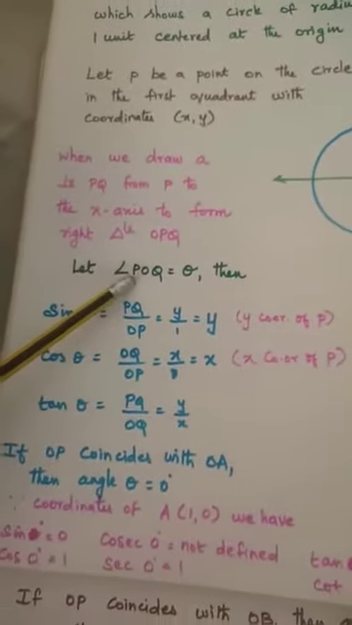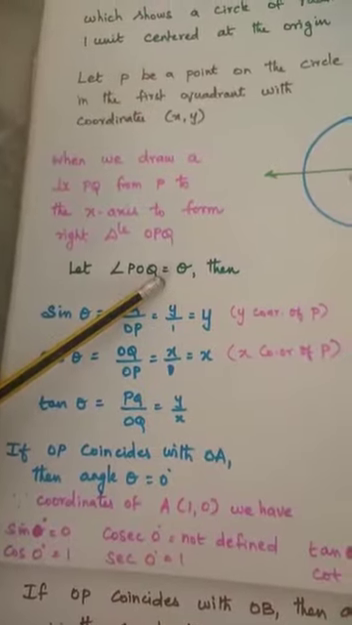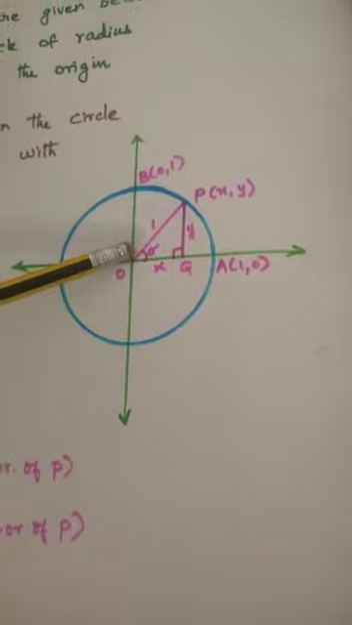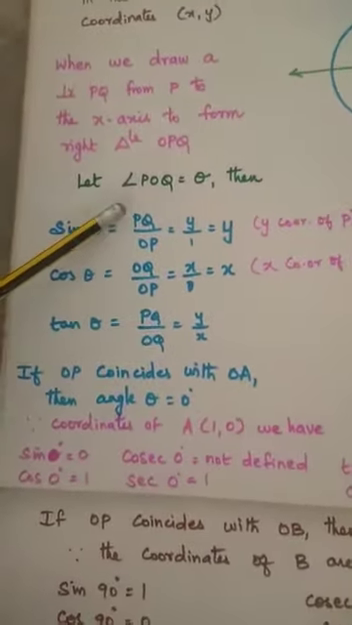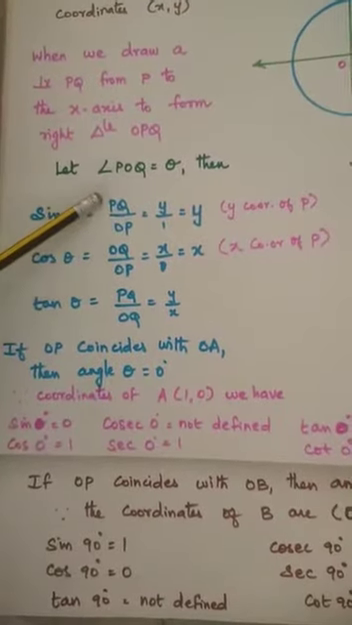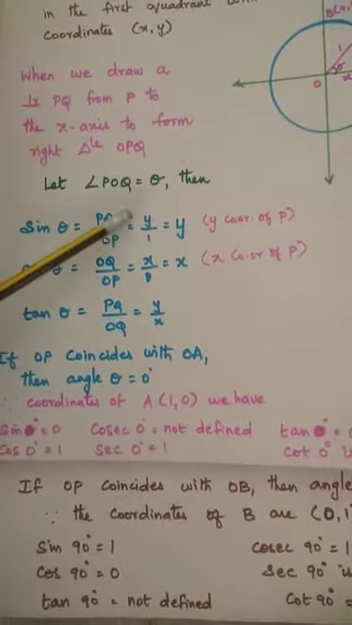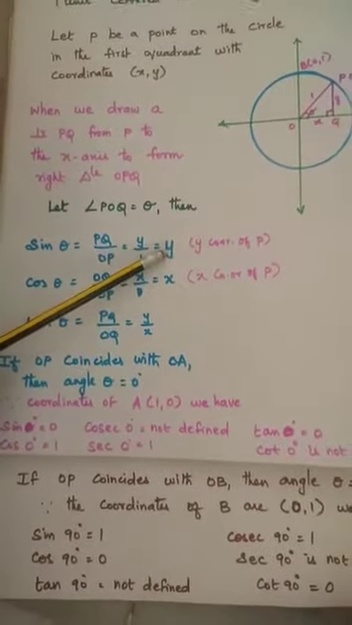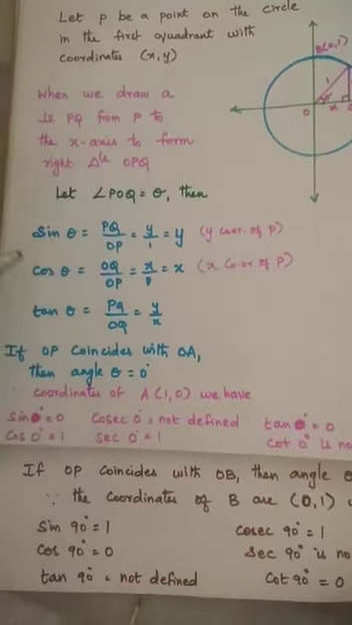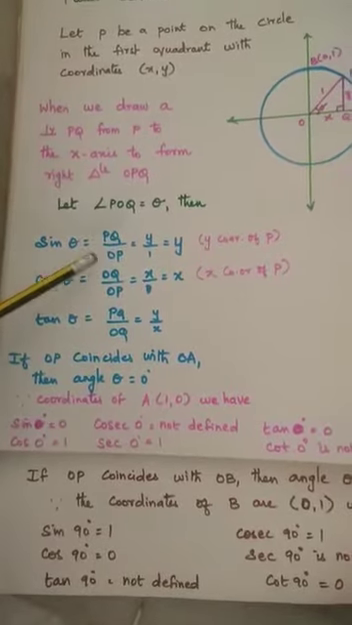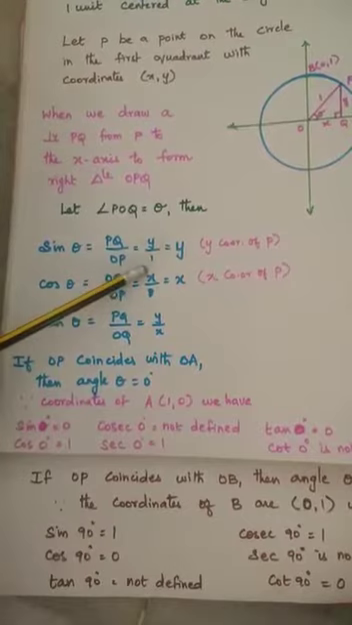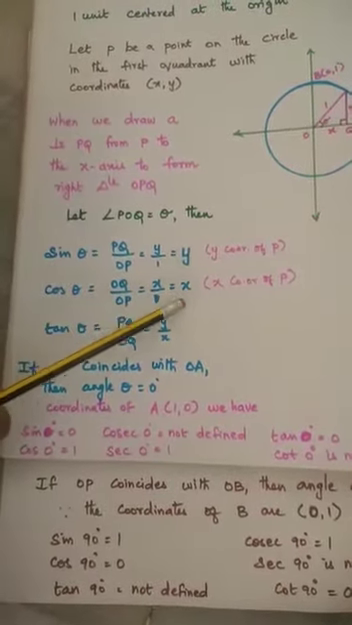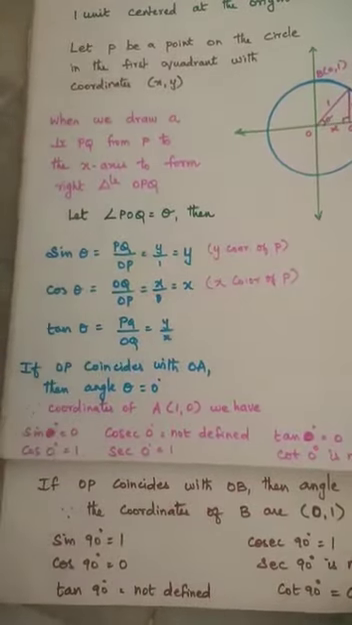Let angle POQ be equal to theta. Then sin theta is equal to opposite by hypotenuse. Opposite is PQ, so PQ by OP, that is equal to y by 1, that is equal to y, the y coordinate of P. Cos theta is equal to adjacent by hypotenuse, OQ by OP, that is equal to x by 1, so that is equal to the x coordinate of P.